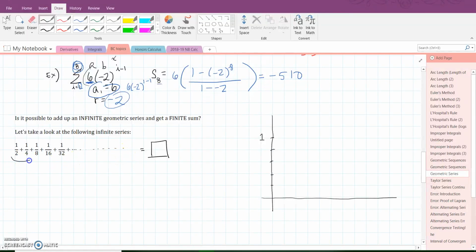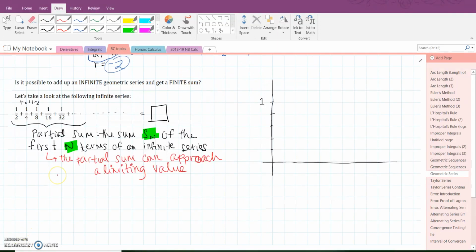But let's take a look at this infinite series. Now the common ratio is clearly 1/2. It is decreasing, and you can see that the individual terms are getting smaller and smaller, probably towards 0. In fact, it is towards 0. And what we want to do is try adding up what are called partial sums. So a partial sum is the sum of the first n terms of an infinite series, and the partial sum can approach a limiting value.